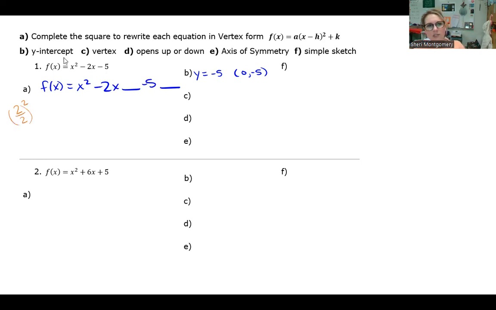Does it make any difference if I wrote it as -2 here? Why does it make no difference? Because you're going to square it. And so a negative times a negative will be a positive. So you really don't have to pay attention to the negative when you're finding your magic number. 2 divided by 2 is 1, and 1 squared is 1. So I'm going to add 1, subtract 1.